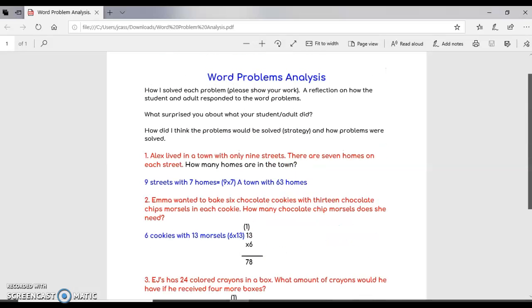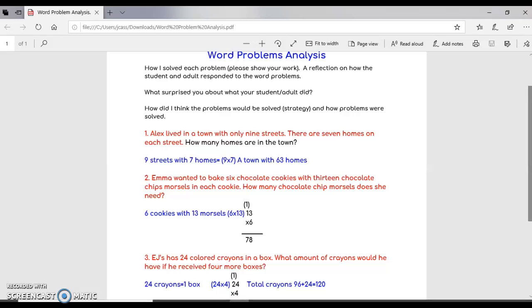Okay, so now I want to talk about a reflection on how the student, which was a 5th grader, and a grown person solved the problems. And I have their paperwork here with me, and I want to talk about what surprised me about what they did and how I thought the problems would be solved, what strategy they would use in solving my problems.